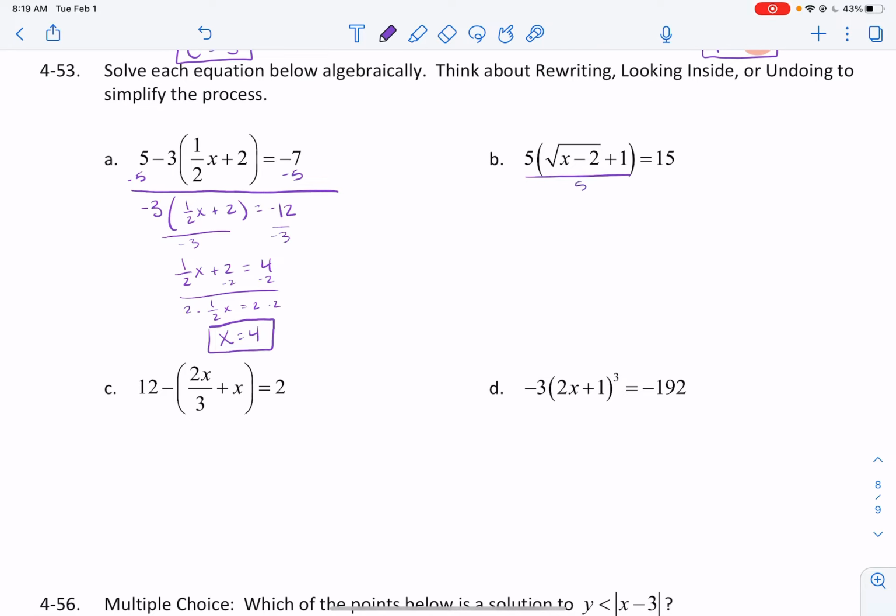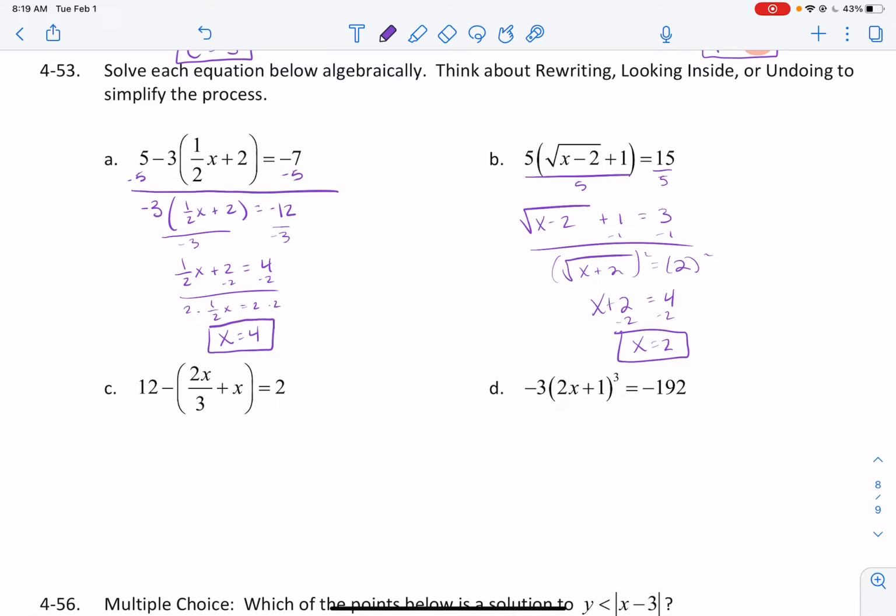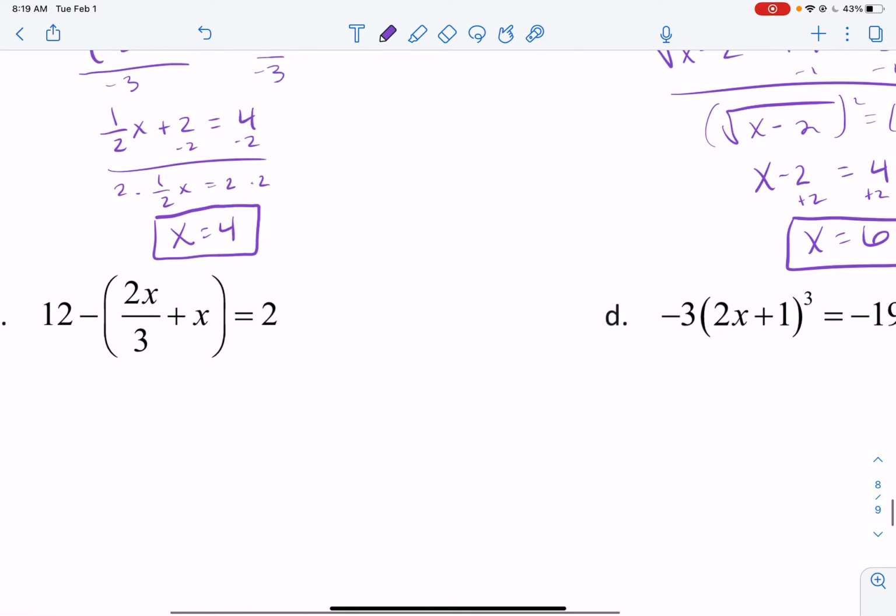Here, let's get rid of this 5 by dividing. So we have the square root of (x minus 2) plus 1 equals 3 left. Subtract the 1. And then let's square both sides to get rid of it. So x plus 2 equals 4. So x equals 2. Oh, sorry. This was an x minus 2 here. I didn't mean to do that. Let me fix that really quick. So we have x minus 2 equals 4. Then we'll add the 2, so x is equal to 6. Sorry about that. Everybody makes mistakes.